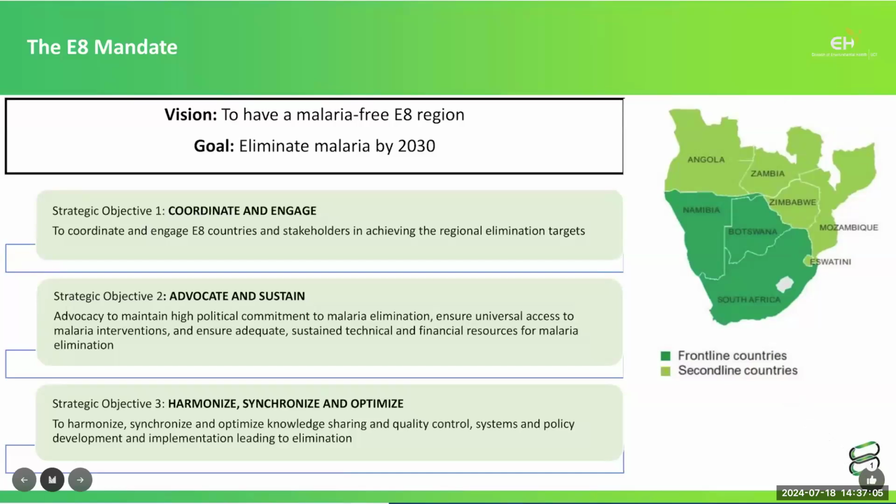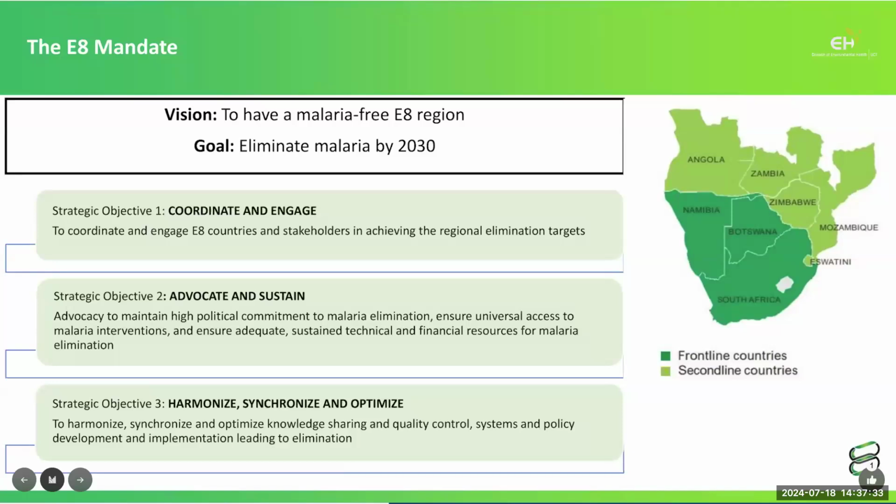But also just to mention that we are governed by, there were 5, but we've sort of condensed them into 3 strategic objectives. One is just to ensure that we are coordinating efforts along these 8 countries to ensure that we're able to reach our goals by 2030 in accordance with the global strategies. We are also looking at advocating and sustainability.